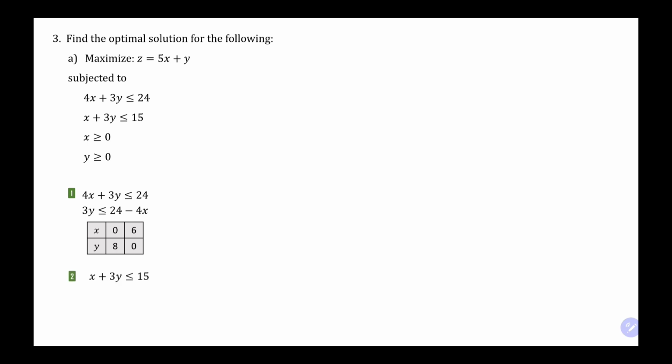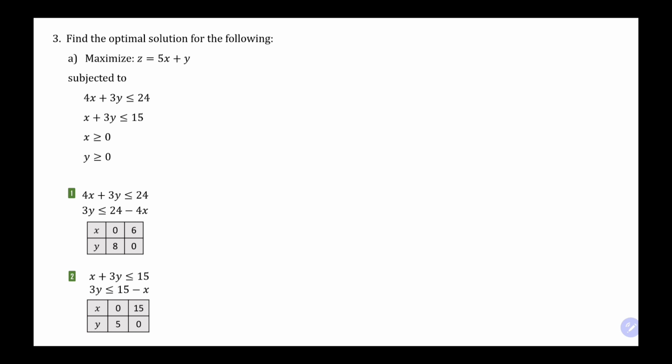Next equation, we have x plus 3y less than or equals to 15. We arrange positive y on the left side. So we get 3y less than or equals to 15 minus x. Then we find the intercept. When x equals to 0, we get y equals 5. And when y equals to 0, we get x equals to 15.